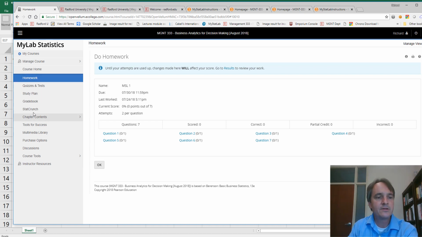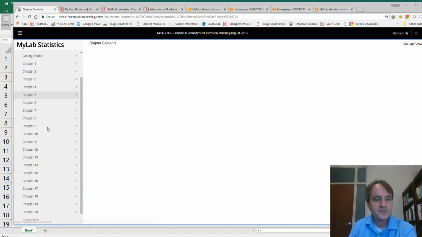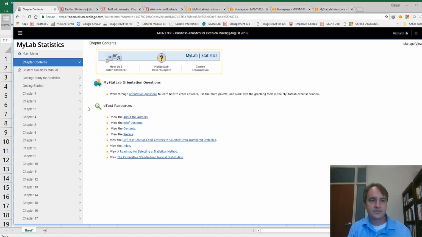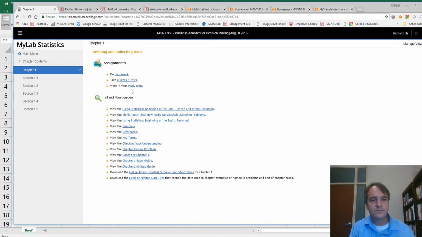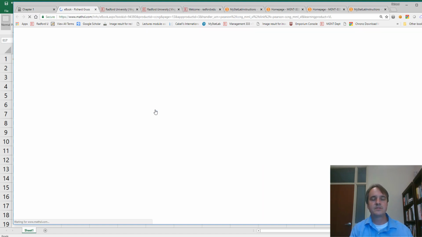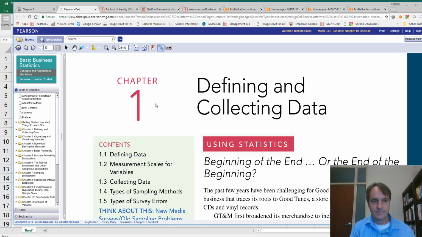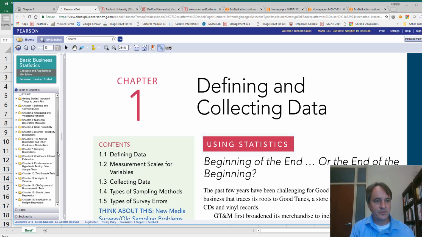The book is hidden here under chapter contents. So if you click there, you'll see all the chapters, and you can jump to the chapter. You may have noticed that I gave you chapter sections on the schedule, so you can jump directly there. But any of these that you go to, if you click on here, it's going to launch you into this reader thing.